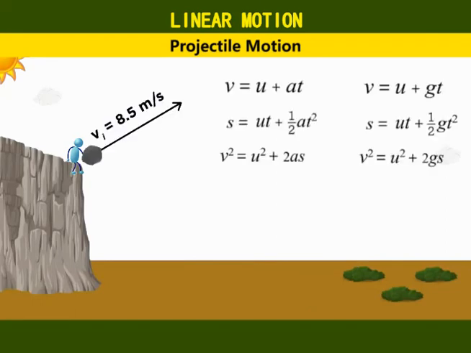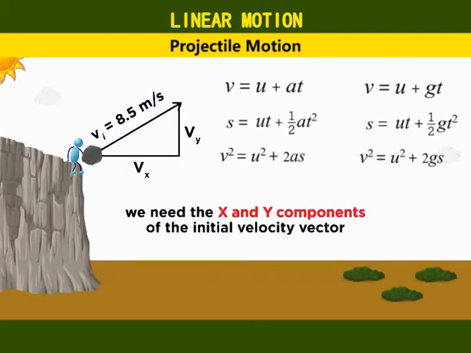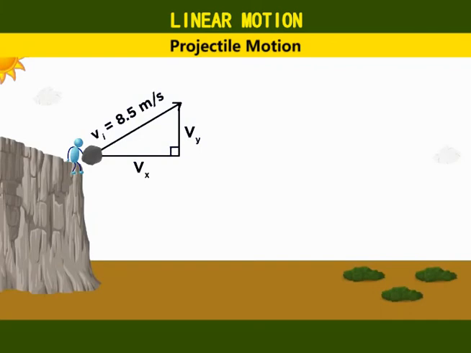We know we can use these equations to find the vertical and the horizontal motion. But you see, the launching velocity, 8.5 meters per second, is neither vertical nor horizontal. It is diagonal. So we need to find the vertical and horizontal components of the initial velocity vector. So if you imagine that we have a right angle triangle and 8.5 meters per second is the hypotenuse, the horizontal velocity Vx will be the adjacent side and the vertical velocity Vy will be the opposite side.